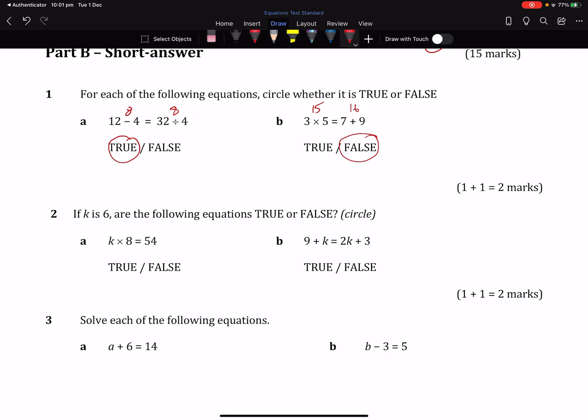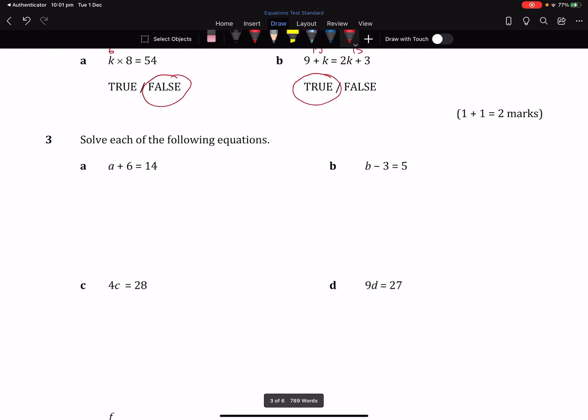For number 2, if k is 6, are the following equations true or false again? So we're replacing the k with a 6, so it's going to be 6 times 8 is 54, which of course is false. And 9 plus k, which is actually 9 plus 6, so this left-hand side is going to be 15. And 2k plus 3, so that's going to be 2 times 6 is 12, plus 3 is 15. So of course both sides of the equation are equal, so the answer there is true.